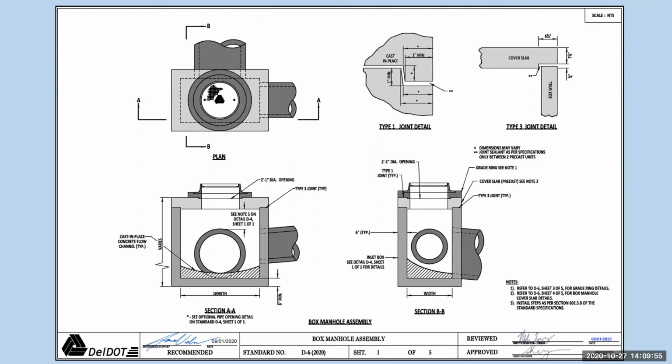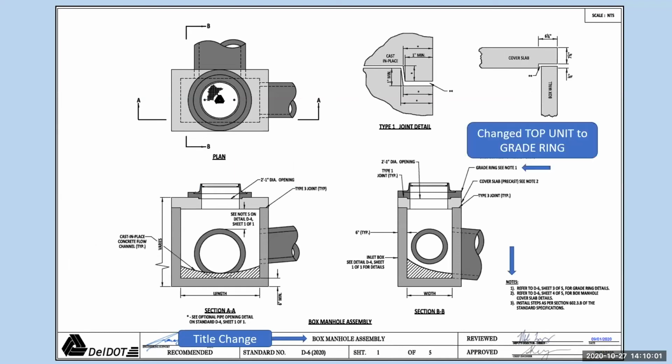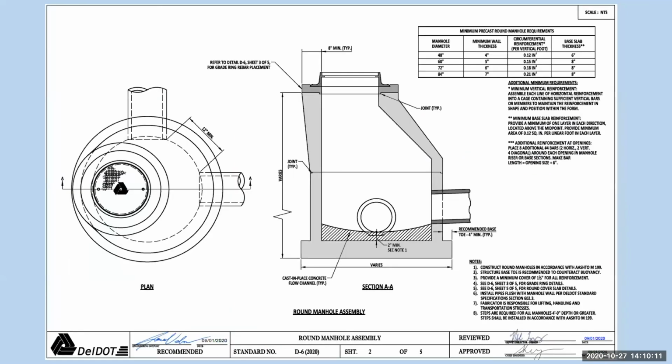For the box manhole assembly, this one has a title change. Also the notes, and change the top unit to grade ring, change the naming of some of these, just for consistency.